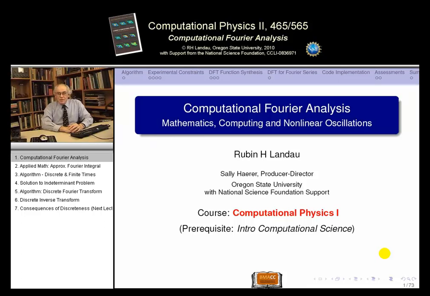Hello, welcome back to our lectures on computational Fourier analysis. Today we actually get to do it.